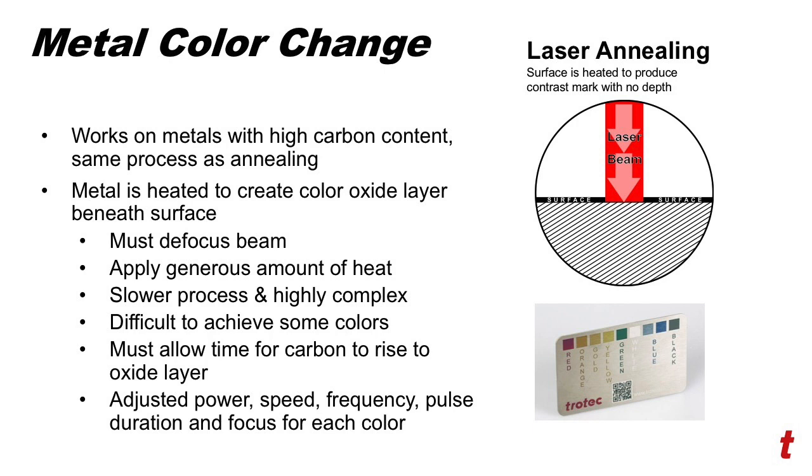Metal color change uses the process of annealing, where the surface is heated to produce a contrast mark with no depth, as we just covered. However, the color process works on the same metals with high carbon content, the same process as annealing. The metal is heated to create that oxide layer beneath the surface.